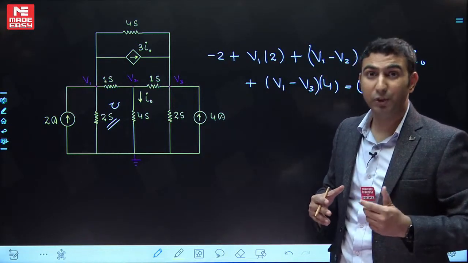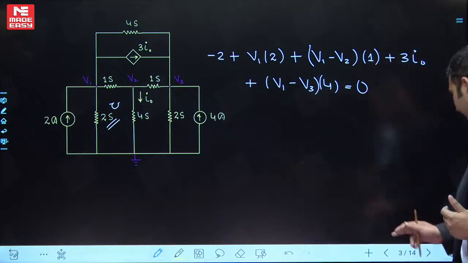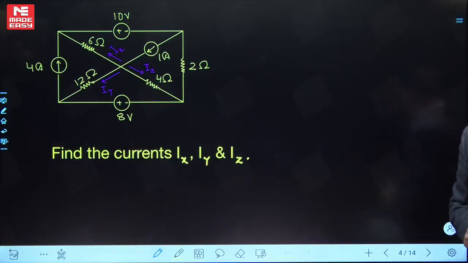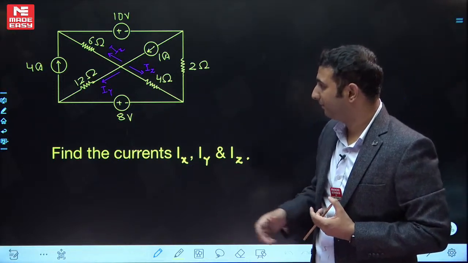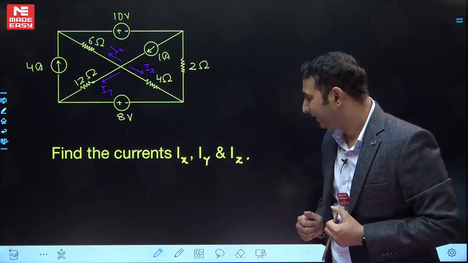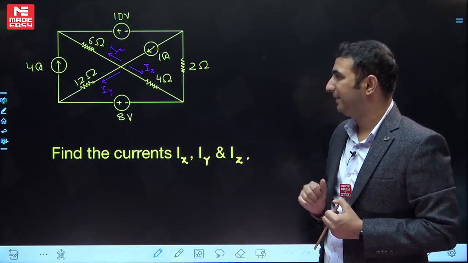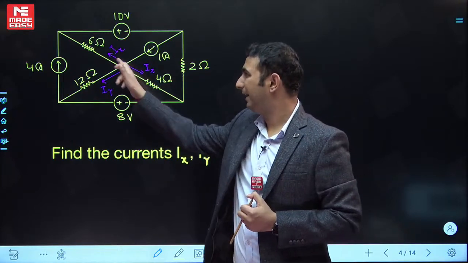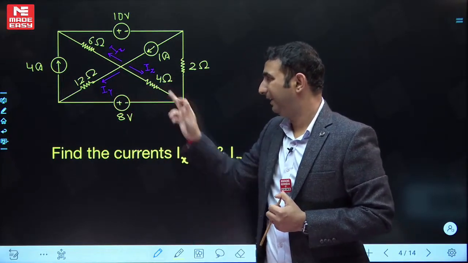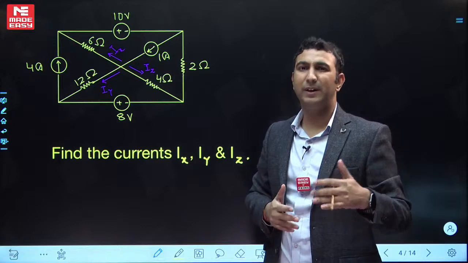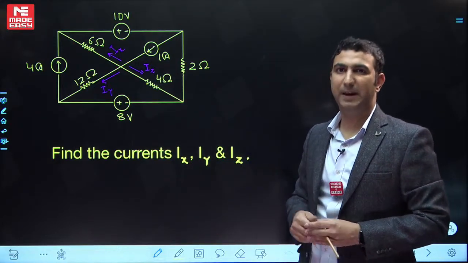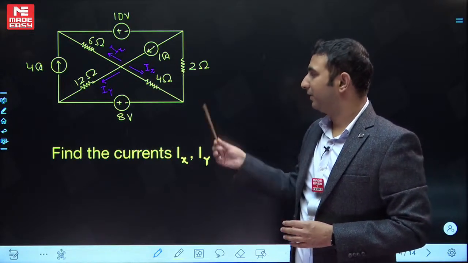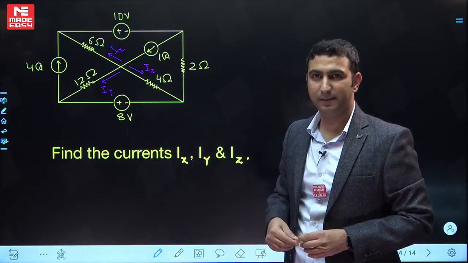So let's see one more question from the mesh perspective. This is the next question that we have. Find the currents Ix, Iy and Iz. These are the currents Ix, Iy, Iz that he wants you to calculate. You want to go with the nodal? Be my guest. Try it. Practice is more important. But I'll solve this with the help of the mesh analysis. Let's see.